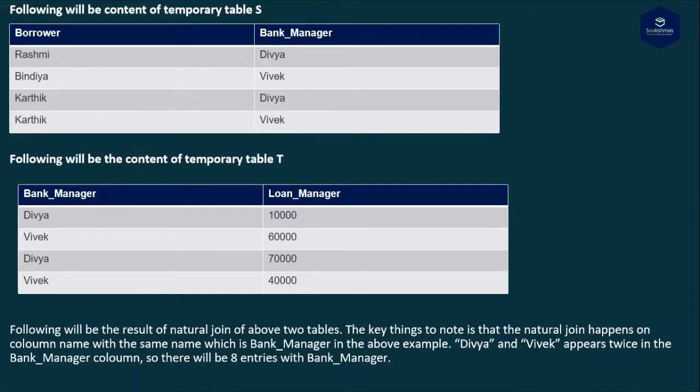The key thing to note is that natural join happens on columns with the same name. Here we have considered bank manager and bank manager, these are the same names, and wherever there are multiple records, it will create double of it. Here the records repeated are: Divya has repeated twice, Vivek has repeated twice, totally 4. So the output should be twice of it, so 8 should be the record count.